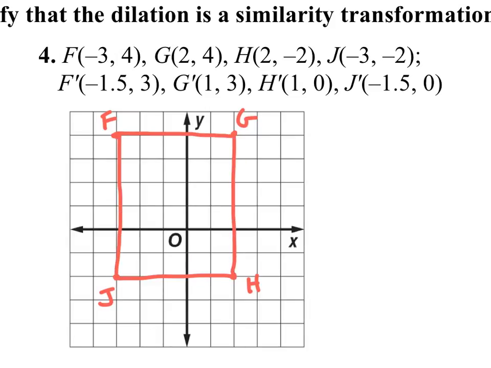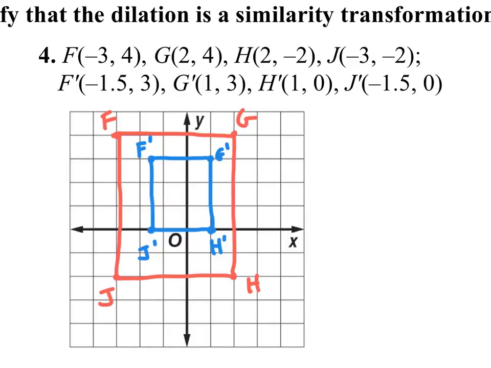And let's go ahead and do the same thing for F prime, G prime, H prime, J prime. So I've got -1.5, 3. Okay. And then I've got 1, 3. And then I've got 1, 0. Oops. 1, 0. And -1.5, 0. Okay. And so I'm going to go ahead and connect those points. I'm going to call this F prime, G prime, H prime, and J prime.